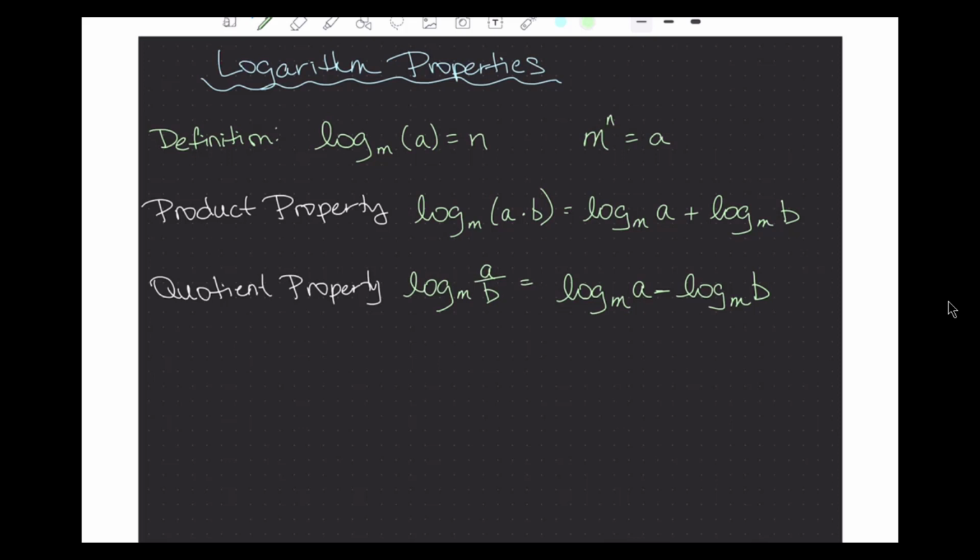Right? And last but not least, and we've used this one already, the power property. We looked at this one yesterday quite a bit. So the power property says that if you have the log of some base of a number raised to an exponent, what can we do with that exponent? Where can we bring it? To the front. Yep. So you'd have n times log base m of a.